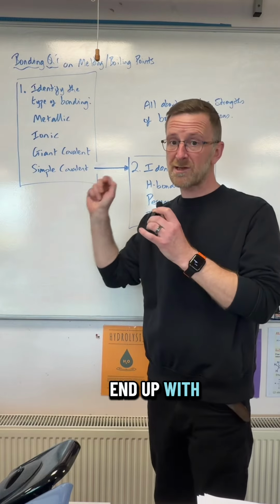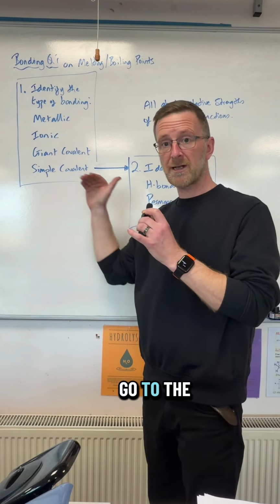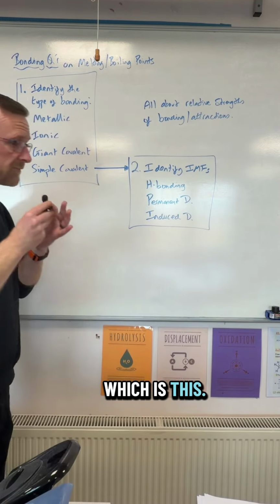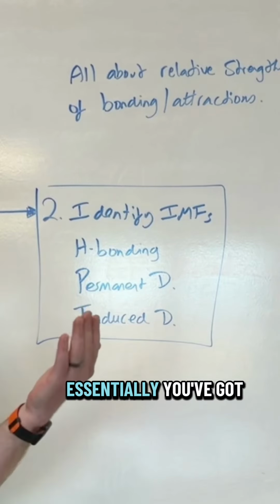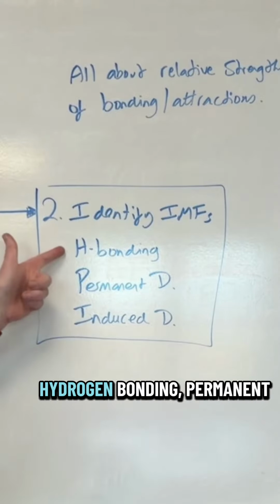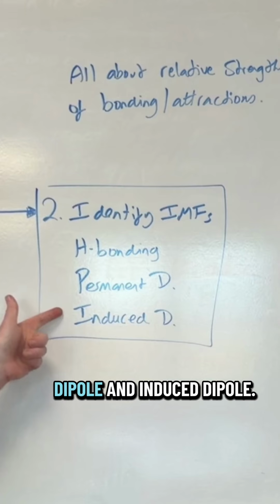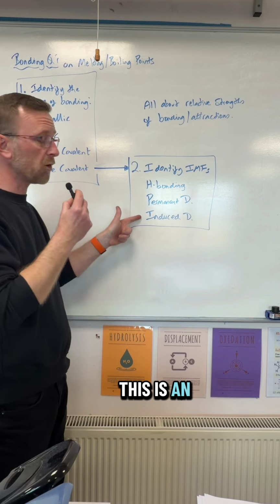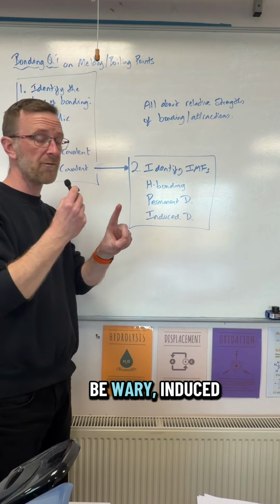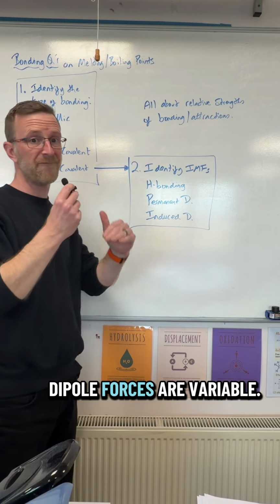If you do end up with simple covalent molecules, you need to go to the next phase, which is this. So if they're simple covalent, essentially you've got these to choose from: hydrogen bonding, permanent dipole, and induced dipole. Now, of course, this is an order of strength, but be wary. Induced dipole forces are variable.